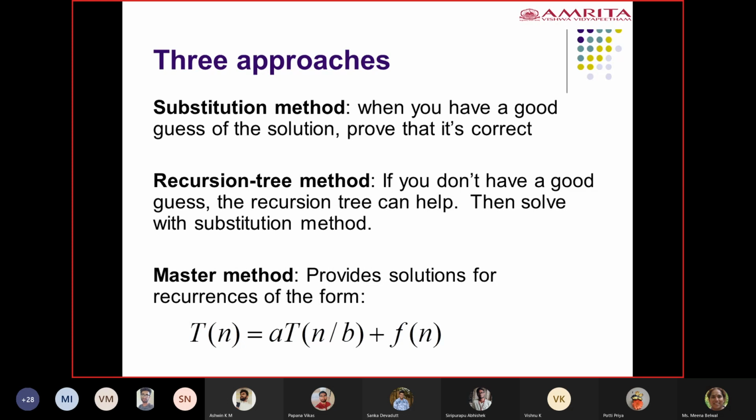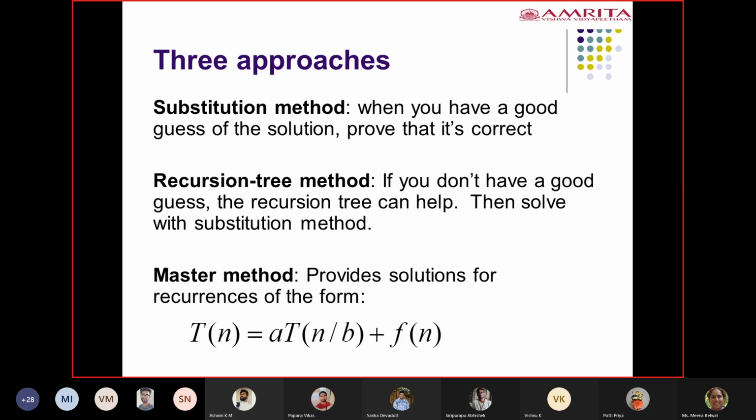Okay, so there are three approaches. Towards the end means towards the end of these approaches. So first is the substitution method. Substitution method is useful when you have a good guess of the solution, and then you prove that it's correct. Sometimes after finding out a lot of complexities, after reading many problems, just by seeing the problem I know what the answer is. Like all of you knew that the merge sort algorithm was n log n, right?